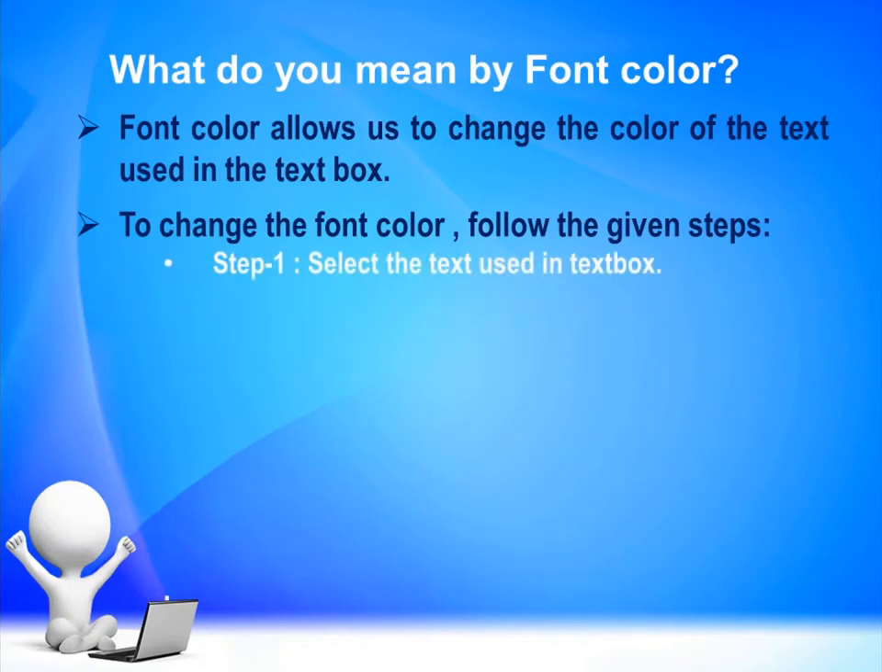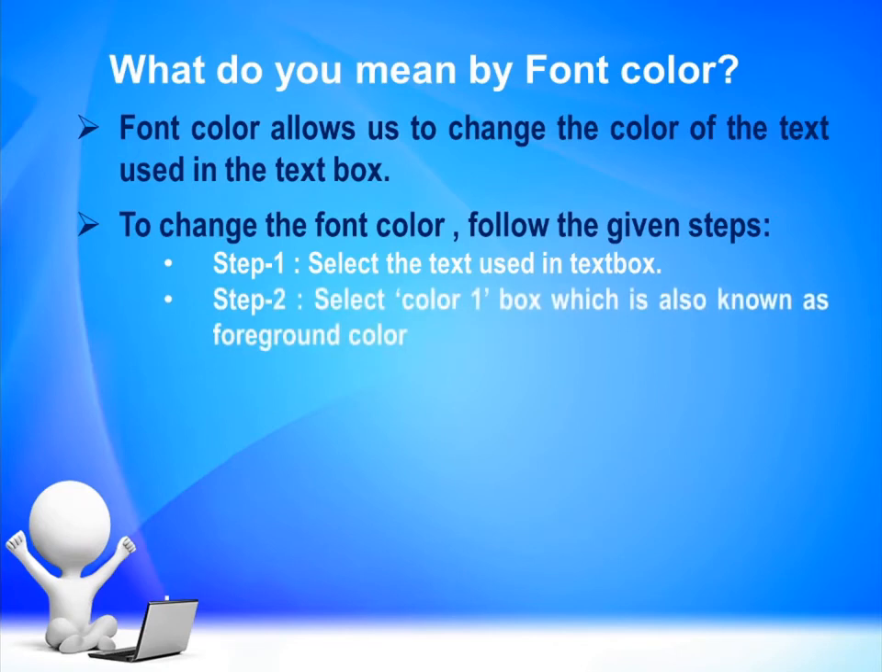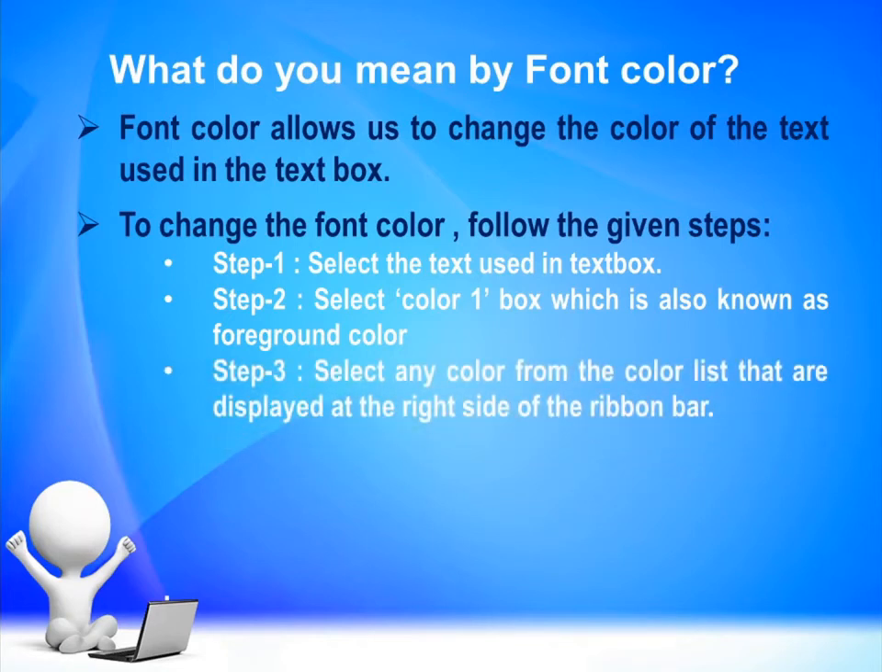Step 1. Select the text used in text box. Step 2. Select color 1 box, which is also known as foreground color. Step 3. Select any color from the color list that are displayed at the right side of the ribbon bar. The text color will be changed.